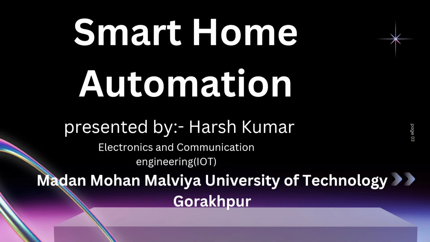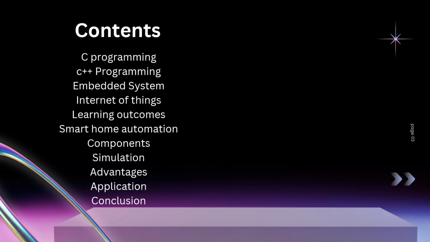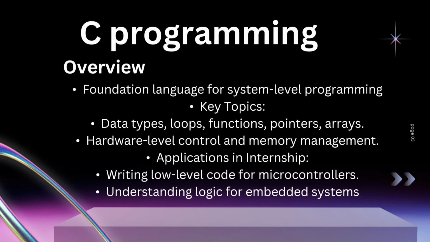So here the contents which I will discuss are the C programming, the C++ programming, embedded system, Internet of Things, learning outcomes, smart home automation, components, simulation, advantages, application, conclusion. Then C programming.